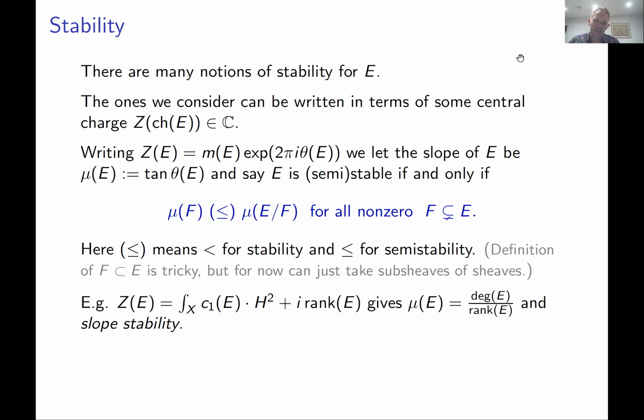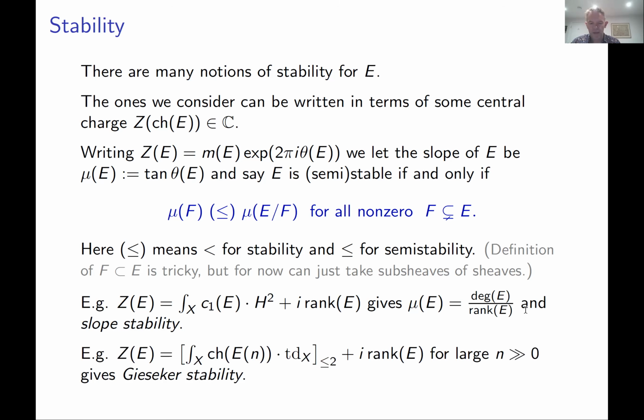Okay, but the standard examples which aren't so exotic are Mumford stability or slope stability. So that's where the central charge, the real part is just the degree of the bundle, so the first Chern class of the bundle measured against the hyperplane class or the Kähler form. And then the imaginary part is the rank of the bundle. And so the slope is just degree over rank. And we get standard Mumford or slope stability.